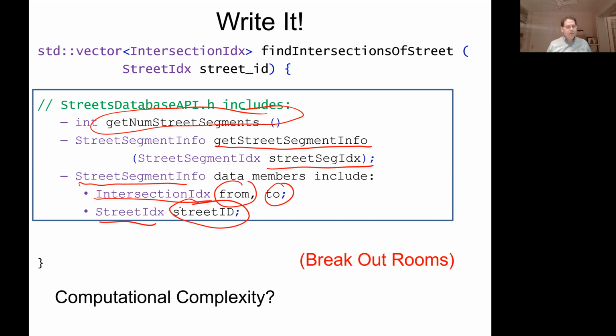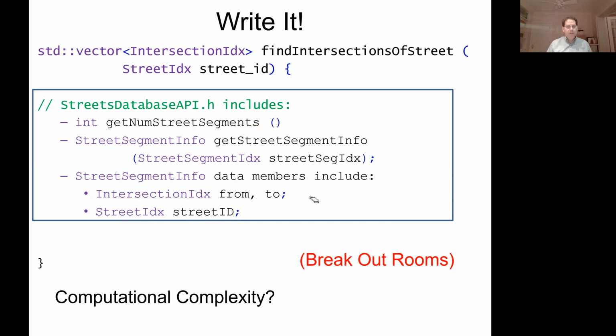So you have the ID of the street that this street segment is part of. Okay, so given all that information, that's it. That is enough. These two API calls and this one data structure are enough to write this function.